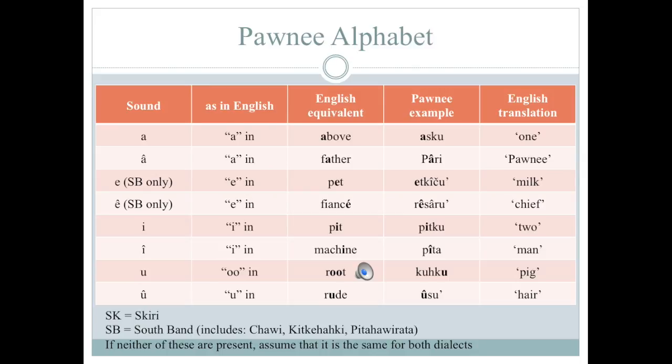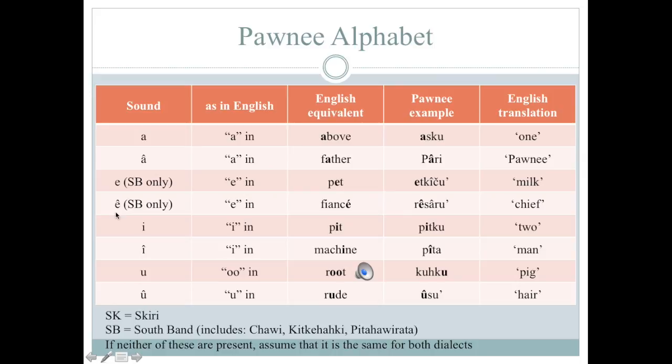Okay, this is the Pawnee alphabet, and these are the vowels of Pawnee. The first vowel will be the sound, as in the English word above, and in the Pawnee example, usku, meaning one. This next sound will be the ah sound, as in the English word father, and the Pawnee example, body, meaning Pawnee. The next vowel sound, this SB only means in South Bend only, is the eh sound, as in English pet, in the Pawnee example, etkichu, meaning milk.